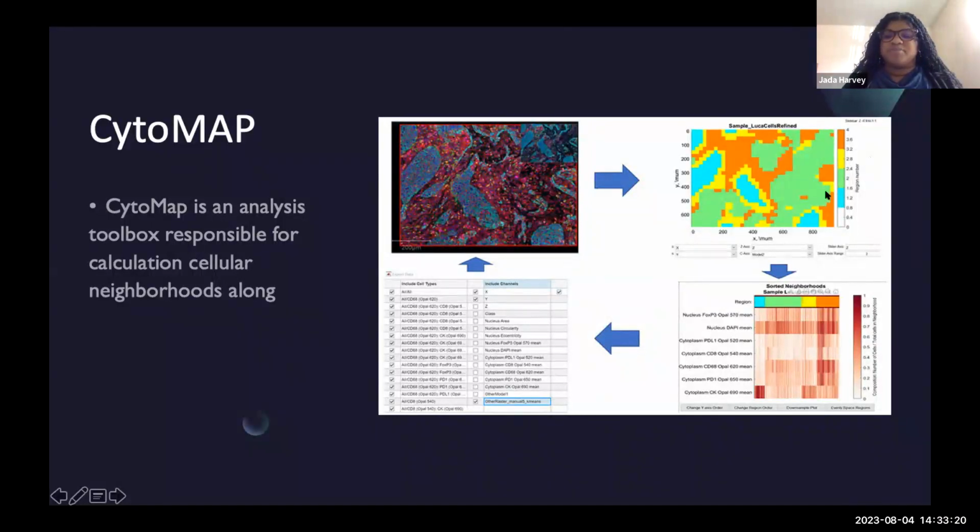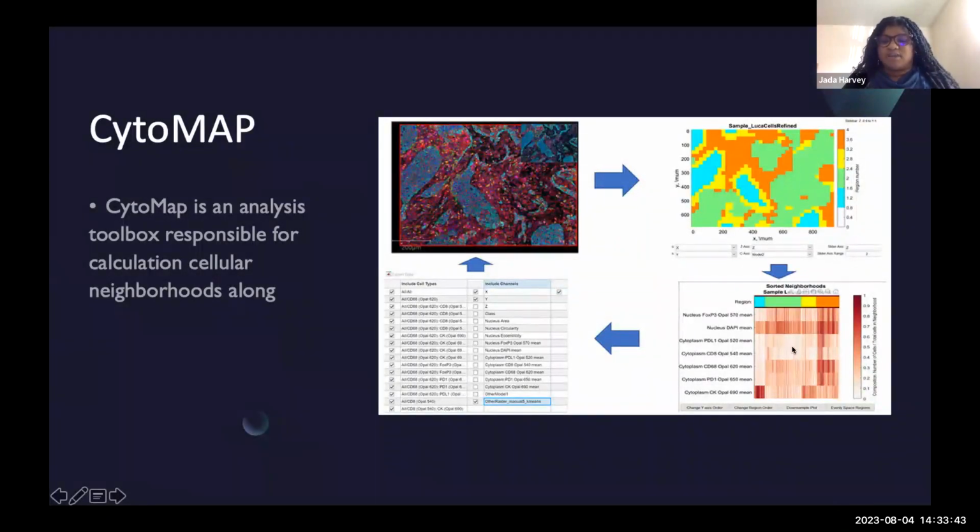Neighborhoods are represented in CytoMap by regions. Each region is identified by color. I like to just call this a region map. CytoMap also equips you with a chart, so you can identify what cell types or phenotypes are most representative in each of these regions.